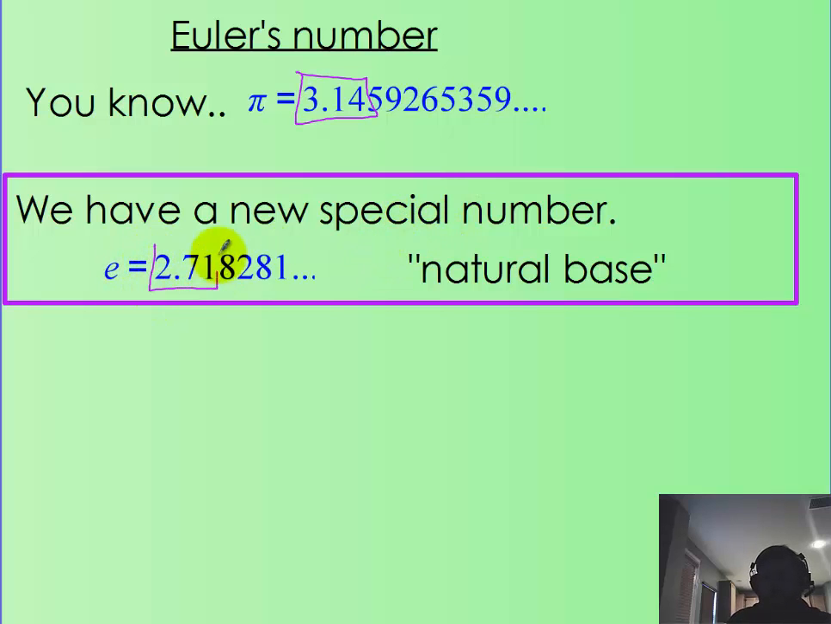Usually we just round this to 2.71. You might also hear it called Euler's number or the natural base. This number appears a lot, especially when we're talking about exponentials and logarithms. It's got a lot of neat properties, but we're just going to start using it today. And as we do more of this logarithm unit, you'll see it used more and more.